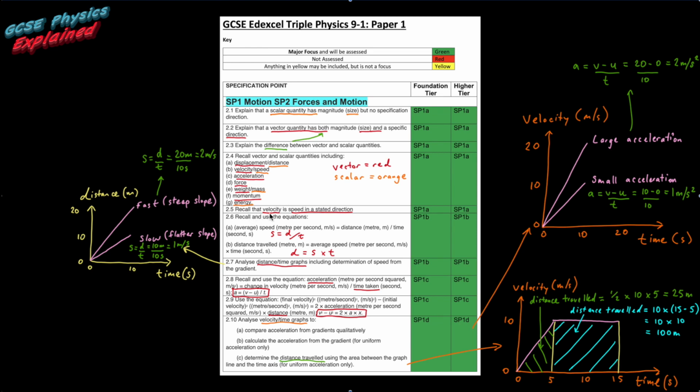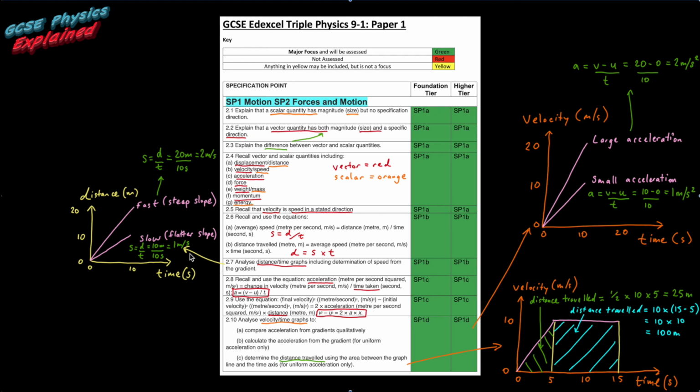You've got to be able to recall that velocity is speed in a stated direction. You've got to be able to use the equation to calculate speed by doing distance divided by time. You'll be given all of the equations this year, by the way. You've got to be able to calculate distance by doing speed times by time. You've got to be able to analyse distance time graphs, including determination of speed from the gradient.